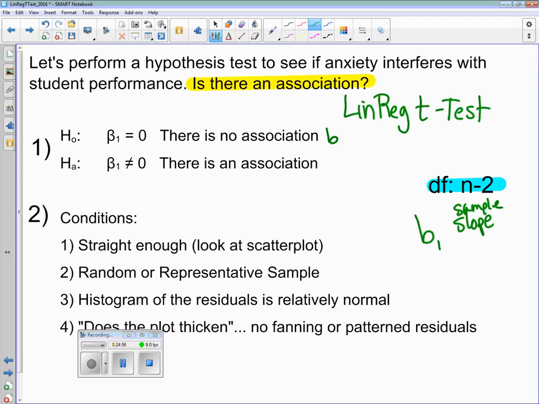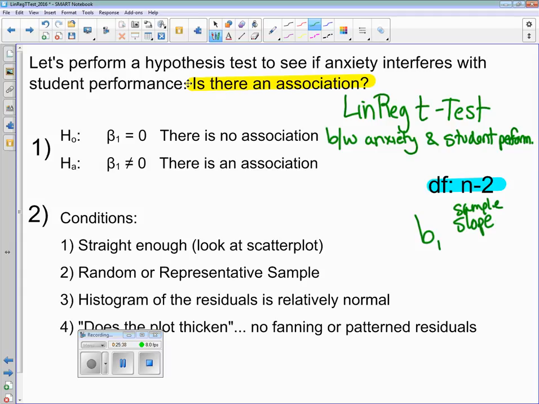There is an association between anxiety and test score. So you want to make sure you put it in context. We'll say student performance rather than test score, because it does say student performance in the problem, okay? So there is no association is always going to be your null between your two variables. There is an association between the two variables is going to be your alternative hypothesis.